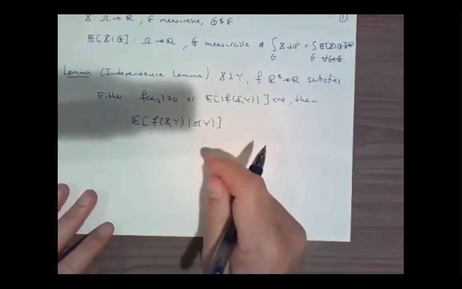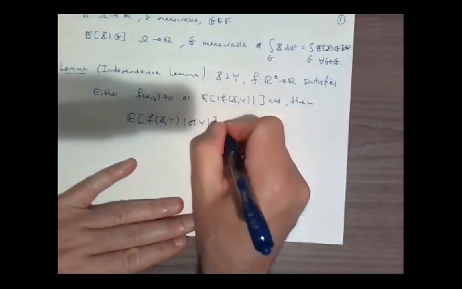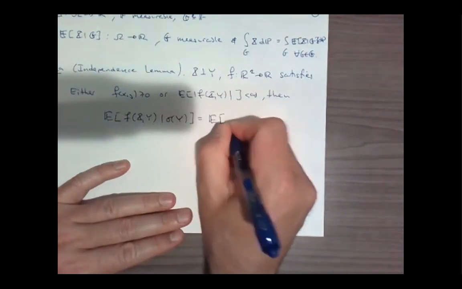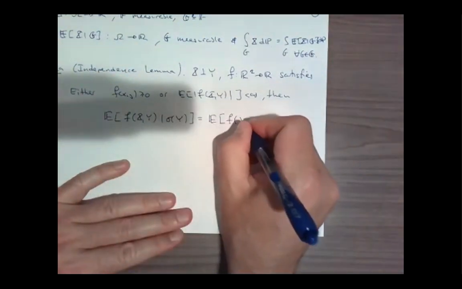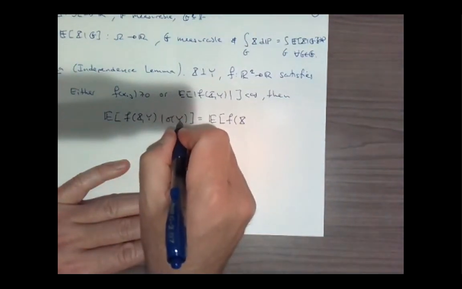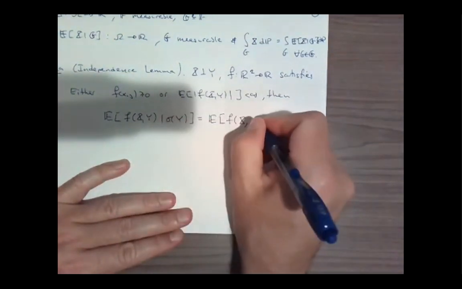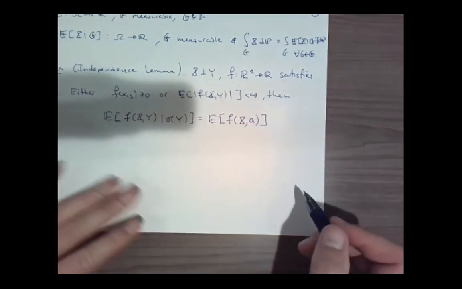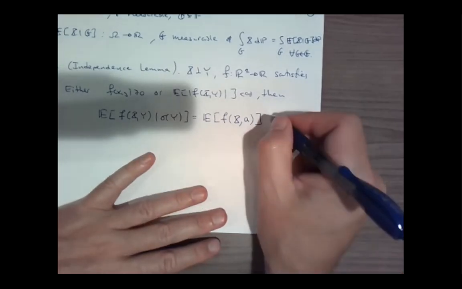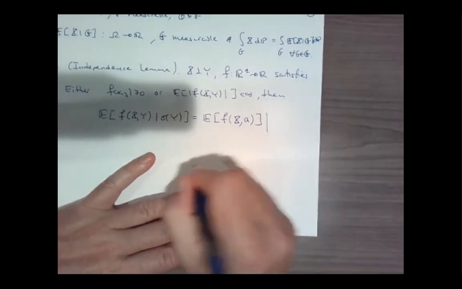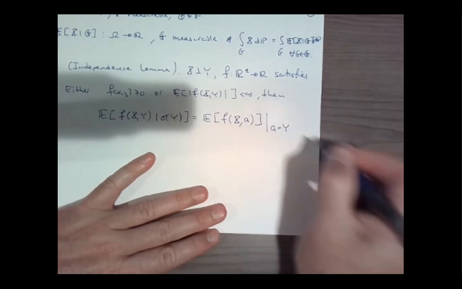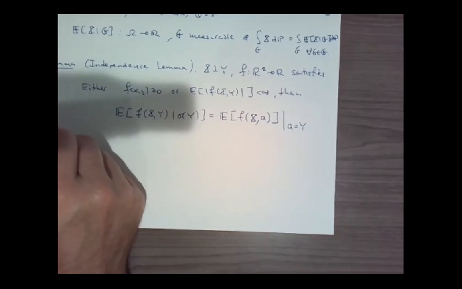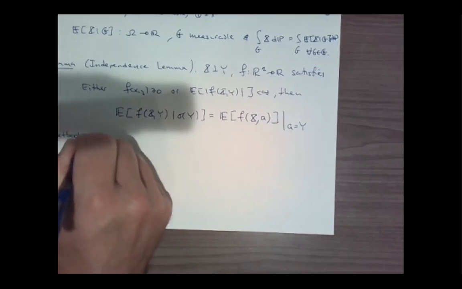This conditional expectation can be computed, and there is a formula for this one. It's an unconditional expectation, and what you do is you take the random variable Y outside, you replace Y by a dummy, which we call a. So this is an unconditional expectation, the kind we're used to. And then you replace a with Y. The textbook writes this slightly differently.